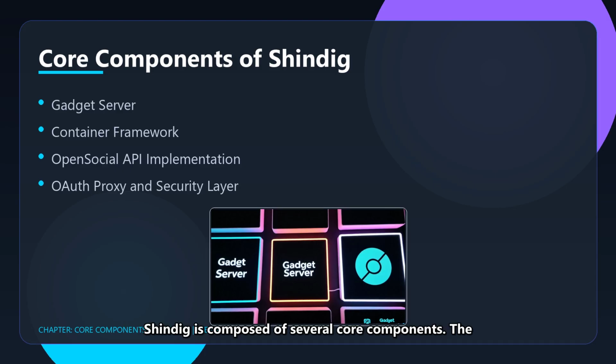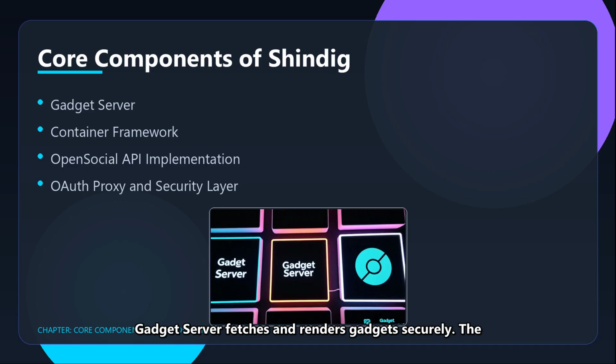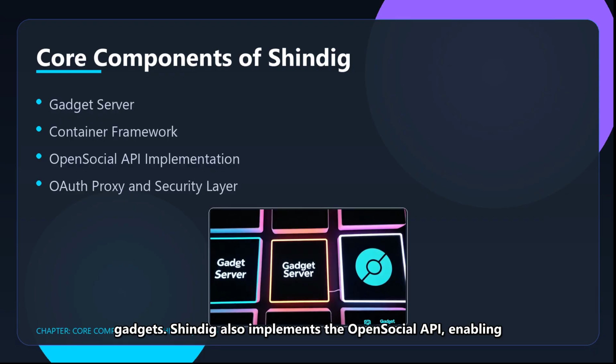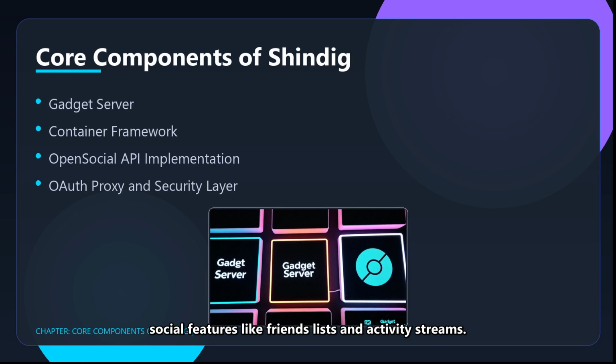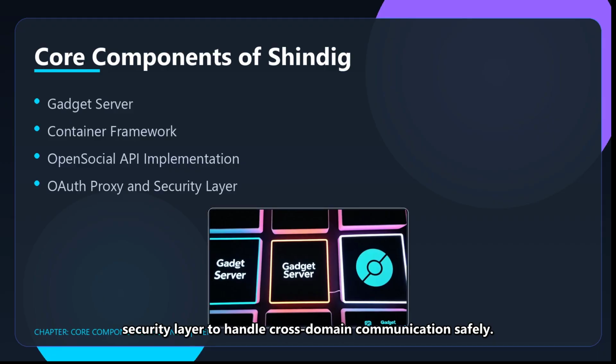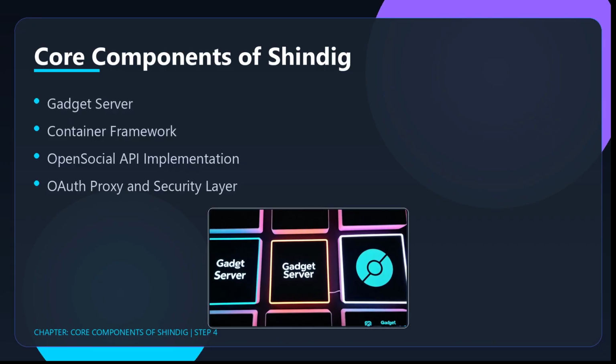Shindig is composed of several core components. The Gadget Server fetches and renders gadgets securely. The container framework provides the runtime environment for embedding gadgets. Shindig also implements the OpenSocial API, enabling social features like friends lists and activity streams. Finally, it includes a robust OAuth proxy and security layer to handle cross-domain communication safely.